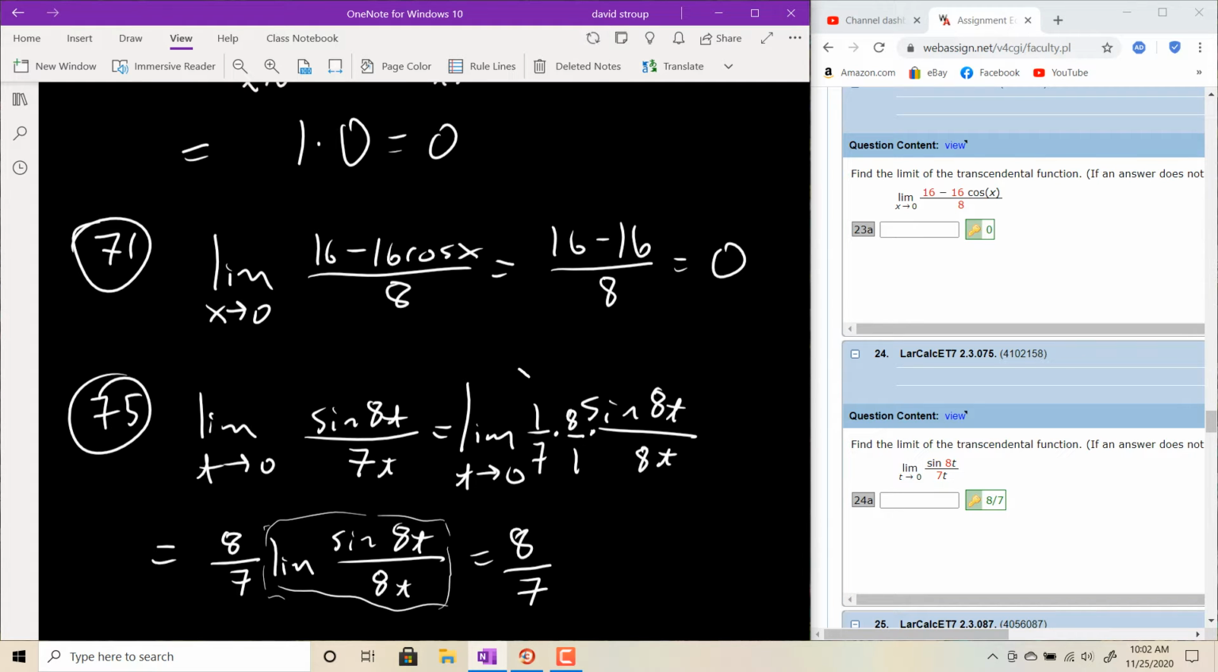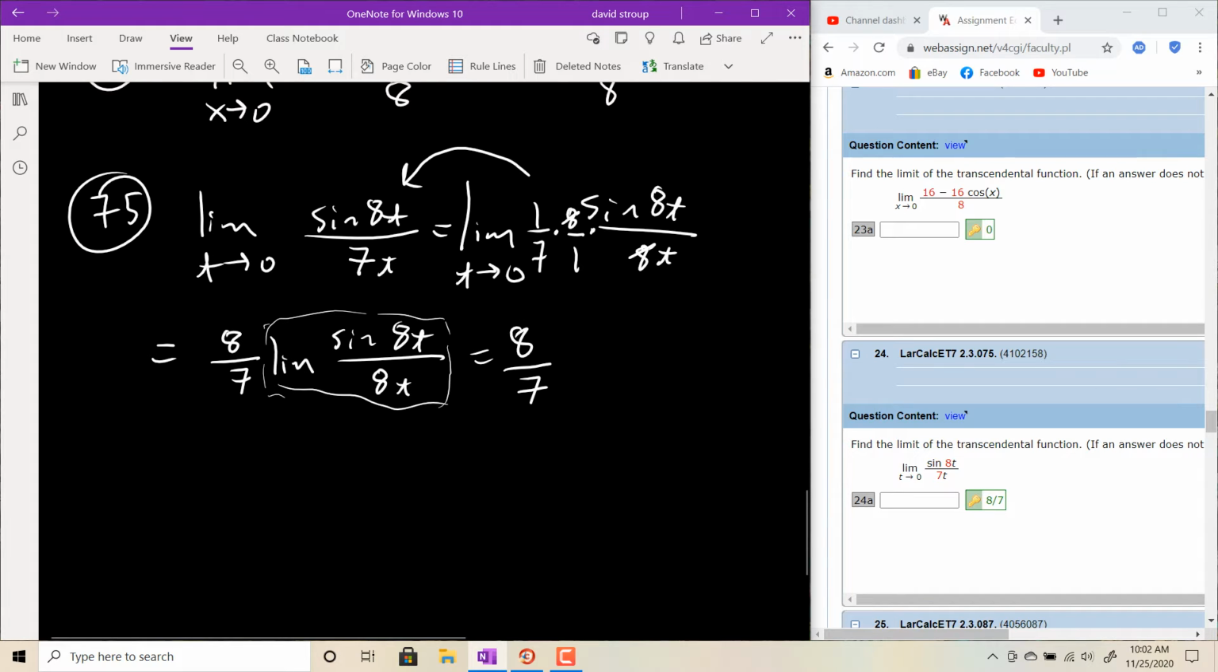So you see, if going in reverse, you could kind of see it a little better. 8 over 1, the 8 will cancel with this 8, and you're just left with the 7t in the denominator. So you have to be kind of clever with multiplying and canceling things out to get it to work. Okay, so make sure you can do limits of that type.